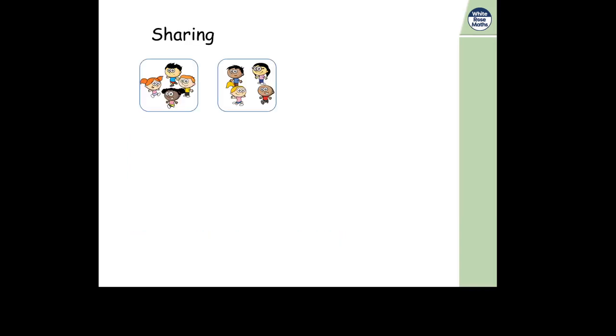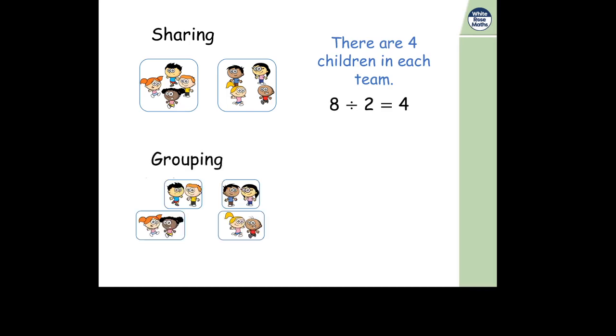What we have just done is some sharing to start with. There are 4 children in each team, or 8 divided by 2 equals 4. We also did some grouping, where there are 4 pairs of children. 8 divided into groups of 2 equals 4. So in the first one, the 2 was the number of groups. In the second one, that's how you group them. And you can do this with any division calculation at all. We're focusing on 2's because we're dividing by 2 today.